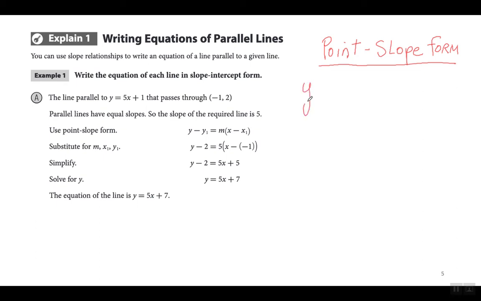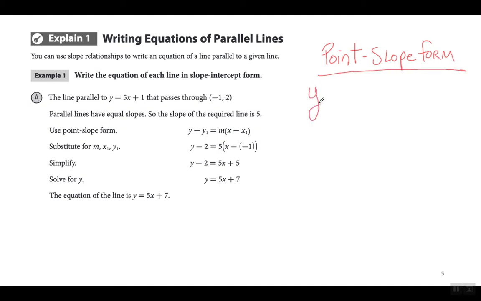Alright, so point slope form is this. You know what? Let me write it. Darn it. Hold on. Sorry. Point. Let me do this. Point. You'll see what I'm doing in 1 second. Let me just change colors.